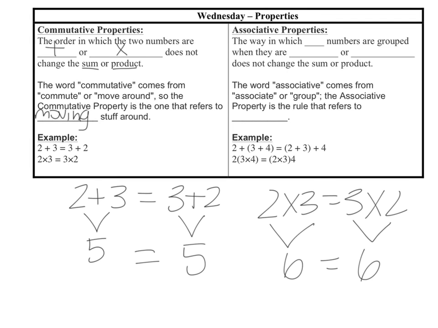Next, we have associative properties. The way in which three numbers are grouped when they are added or multiplied does not change the sum or product. Remember, sum is the answer to an addition problem, product is the answer to a multiplication problem. The word associative comes from associate or group. The associative property is the rule that refers to grouping.